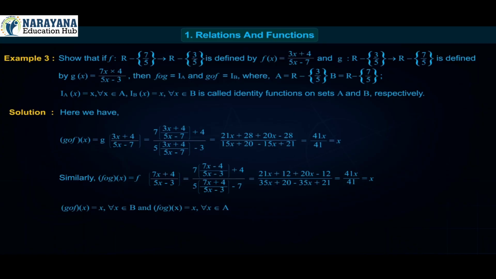GOF of x is equal to x for all x belongs to B and FOG of x is equal to x for all x belongs to A, which implies that GOF is equal to IB and FOG is equal to IA.